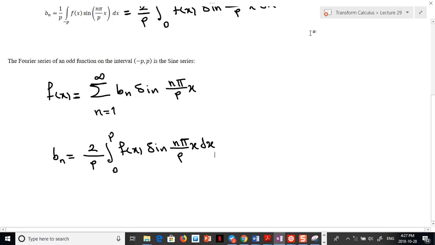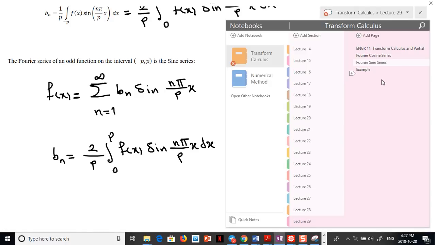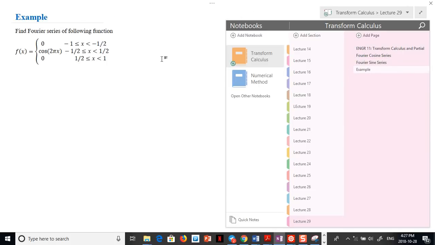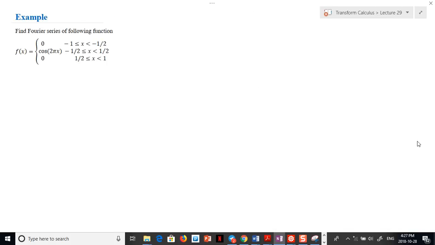So now we know the cosine series, and we know the sine series. We want to solve one example. In this example, you want to find the Fourier series of the following function. f(x) is equal to 0 if x is between minus 1 and minus half, cosine 2 pi x if x is between minus half and half, and 0 if x is between half and 1. At first we have to see whether this function is even or odd.